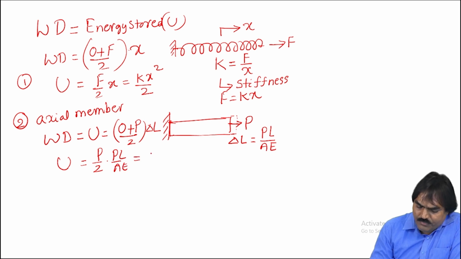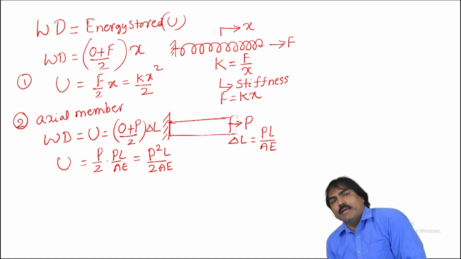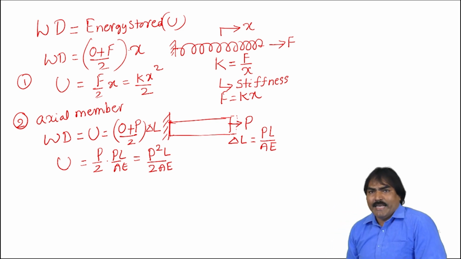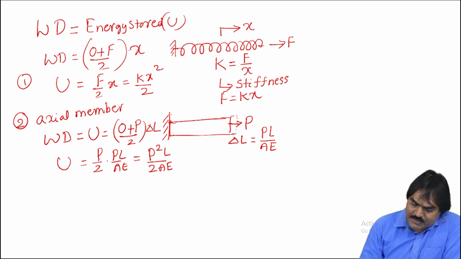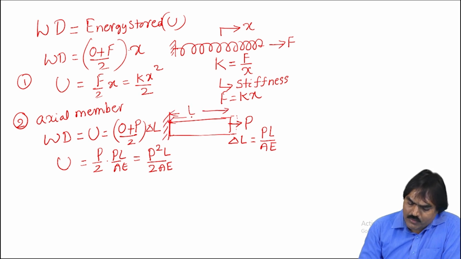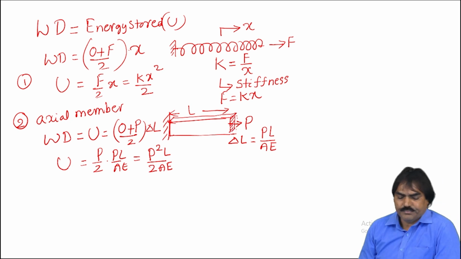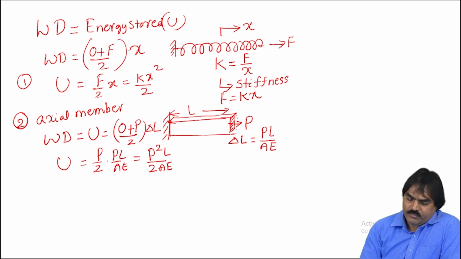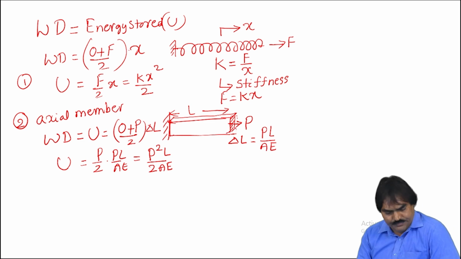That implies U equals P square L by 2AE. This is the energy stored in the axial member, where L is the length of the member, A is the cross section, because this member may have some cross section, and E is the Young's modulus, or the strength of the material, for the axial loads.